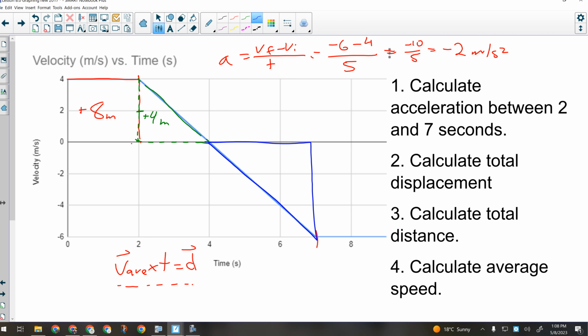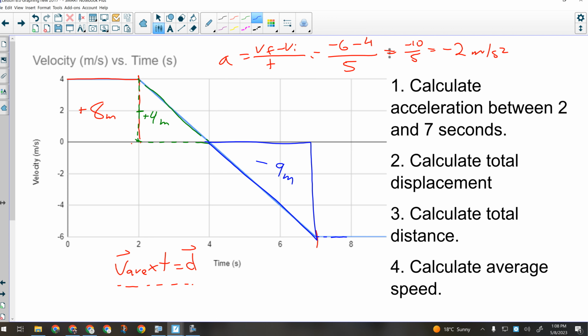So when I calculate the displacement there, I'm still going to do that base times height over 2. That's still going to be average velocity times time. But now I'm going to get a negative number because it's moving backwards, and thus its displacement should be negative. Right? So the base of this triangle is 3. The height of it is -6. So -6 times 3 is -18 divided by 2 is -9 meters.